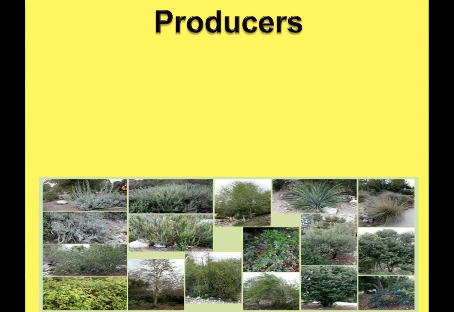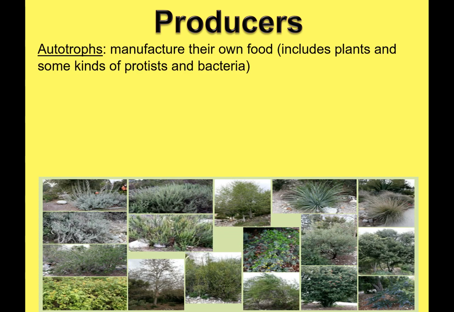So let's go through and talk about some of the organisms that live in ecosystems and how they're classified. So we'll start with producers. We've talked about producers this year. Producers are organisms that can make their own food, or they do photosynthesis. They're also called autotrophs, so that might be a new word for you. I think we talked about it when we did photosynthesis this year. Autotrophs are organisms that can make their own food, and they're not always plants. Sometimes it can be protists or bacteria that can do it.